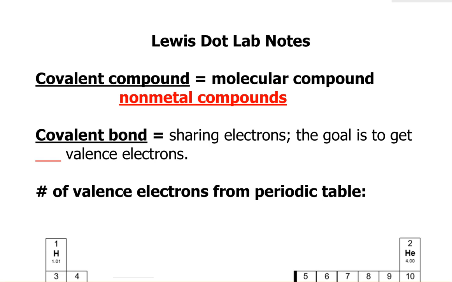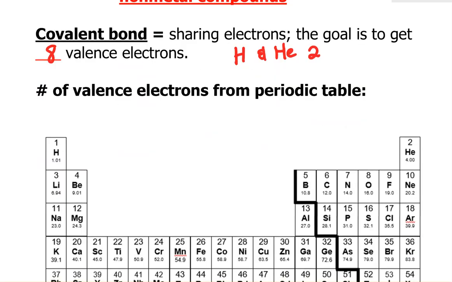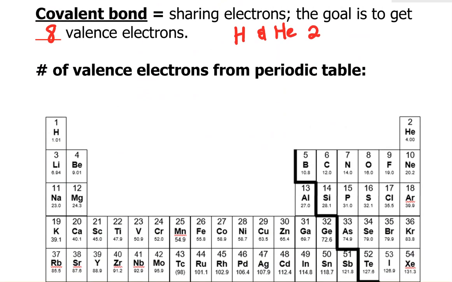Covalent compounds are nonmetal compounds. They share electrons. In a covalent bond, the goal, what makes atoms most stable, is if they can get 8 valence electrons, or an octet. Of course, hydrogen and helium just need 2 valence electrons.